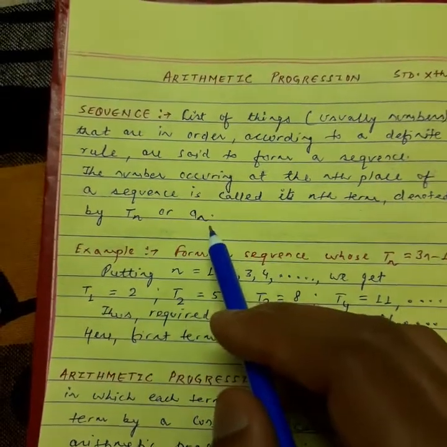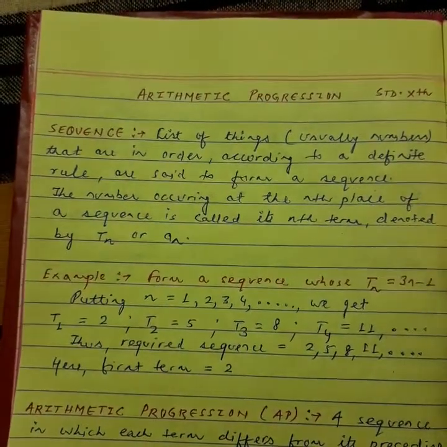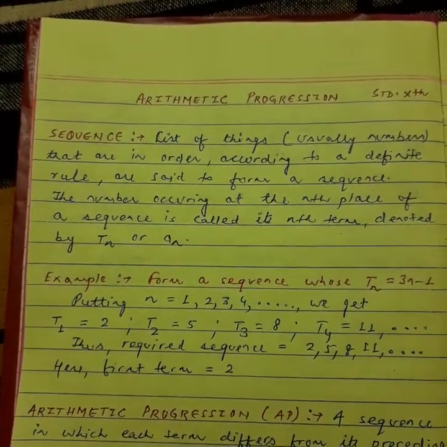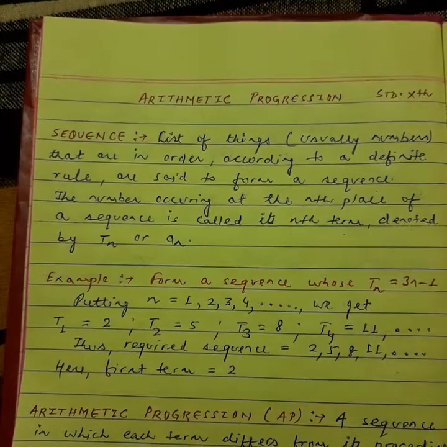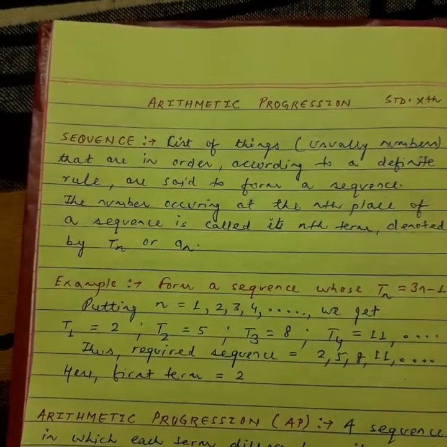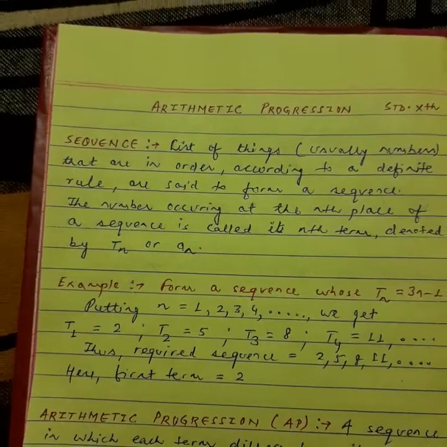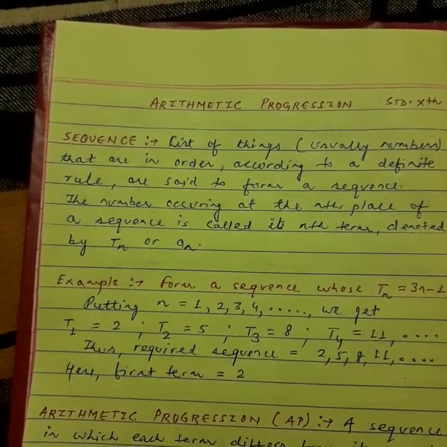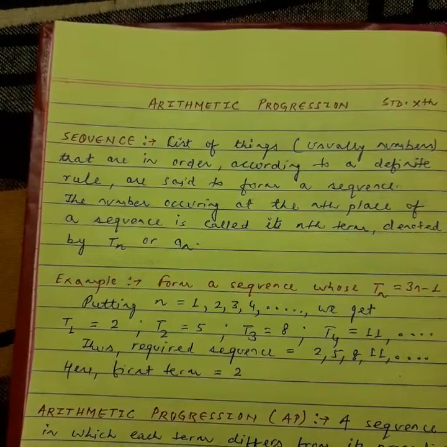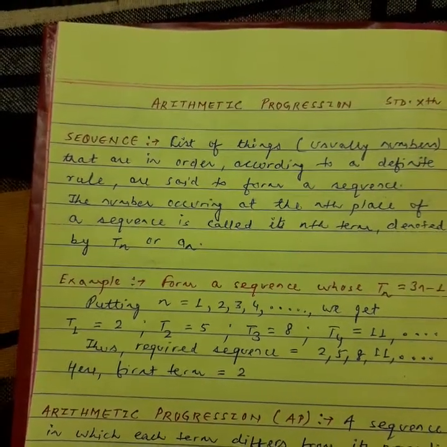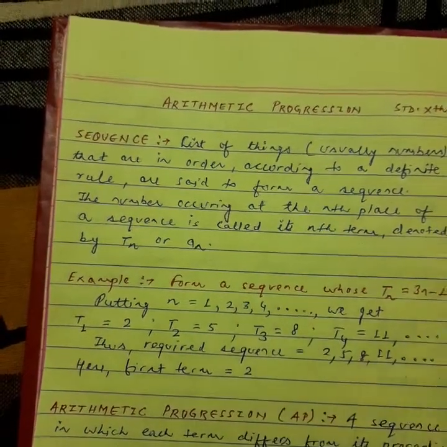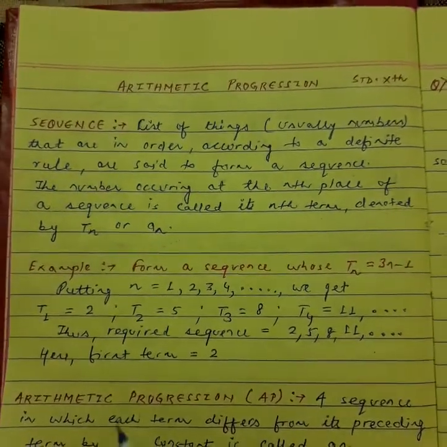So what I want to say is, some numbers will be given to you. Those numbers will be in order following a definite rule. That will be treated as a sequence. And in that sequence, whichever number is at the nth place will be denoted by Tn or An. Let us understand this with an example.